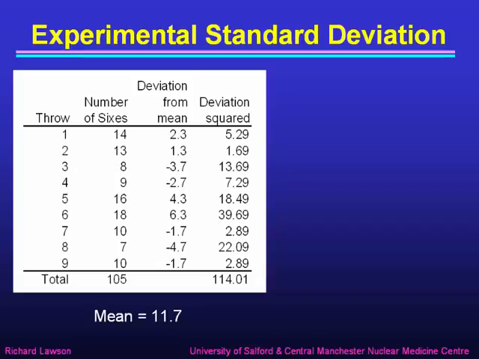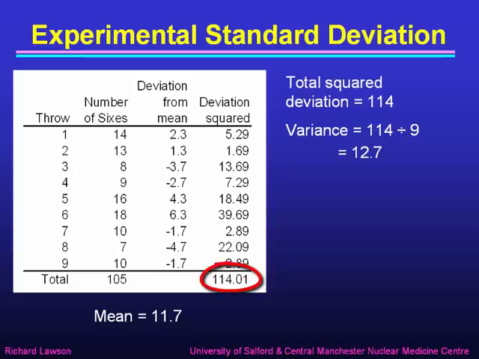If we add those all up, then we get 114.01. So the total squared deviation is 114, and the variance is just the average squared deviation. It's 114 divided by the number of measurements, 9. 114 divided by 9 is 12.7. So that's the variance. Now to calculate the standard deviation, we take the square root of the variance. The square root of 12.7 is just 3.6. So that's our answer. The standard deviation of our experimental measurements is 3.6.